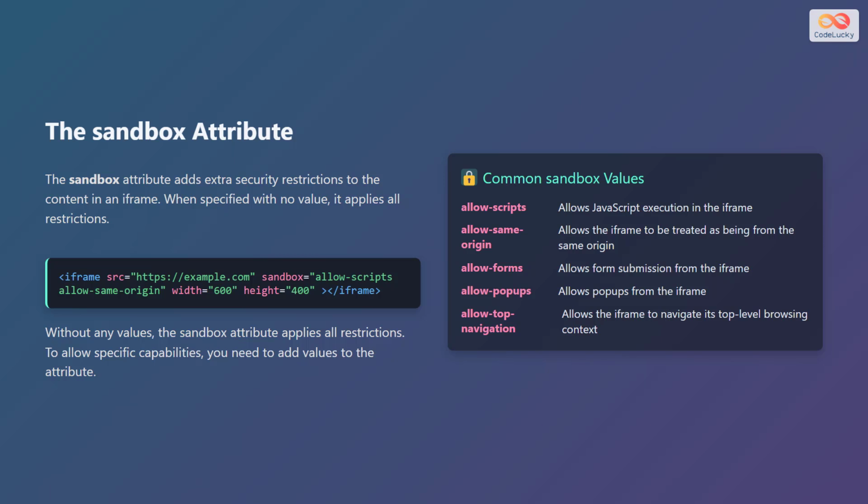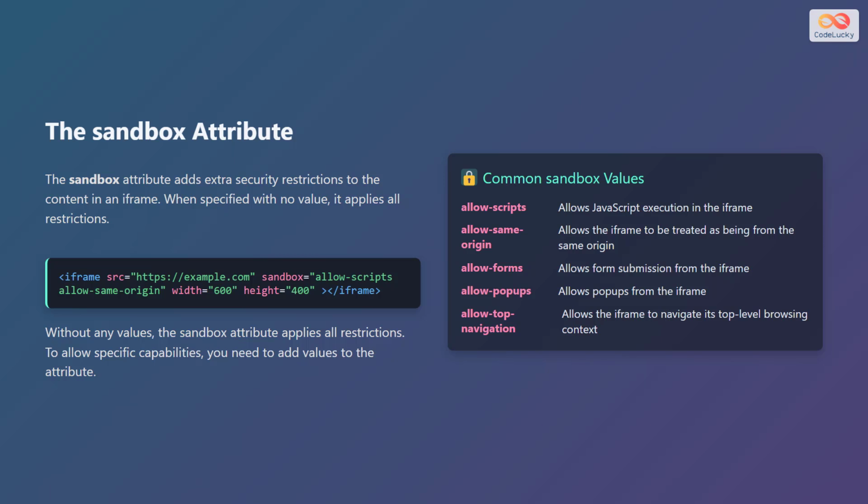The sandbox attribute is a crucial security feature for iframes. It adds extra security restrictions to the content within an iframe. When specified without any value, it applies all available restrictions, effectively isolating the iframe's content. The example code shows how to use the sandbox attribute with specific values to allow certain capabilities. Without any values, the sandbox attribute applies all restrictions. To allow specific capabilities like JavaScript execution or form submission, you need to add values to the attribute.